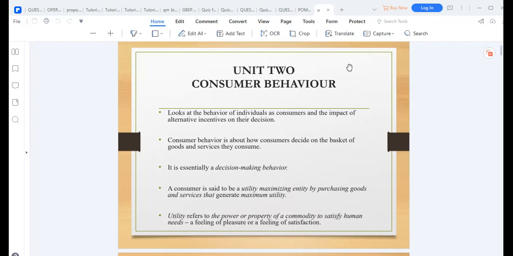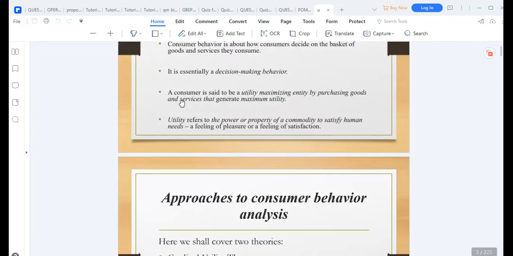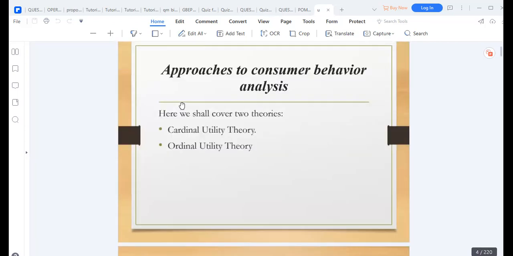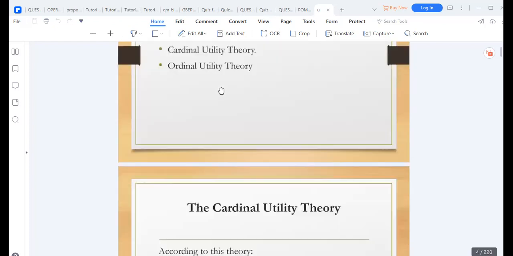So basically, this concept in economics is more practical, and I want to break down the theories in their own context. So we're going to look at these in terms of two key approaches, what we call the cardinal utility theory and the ordinal utility theory. Utility, by definition, basically looks at satisfaction. How are we able to optimize or maximize consumption with the limited resources that we have?